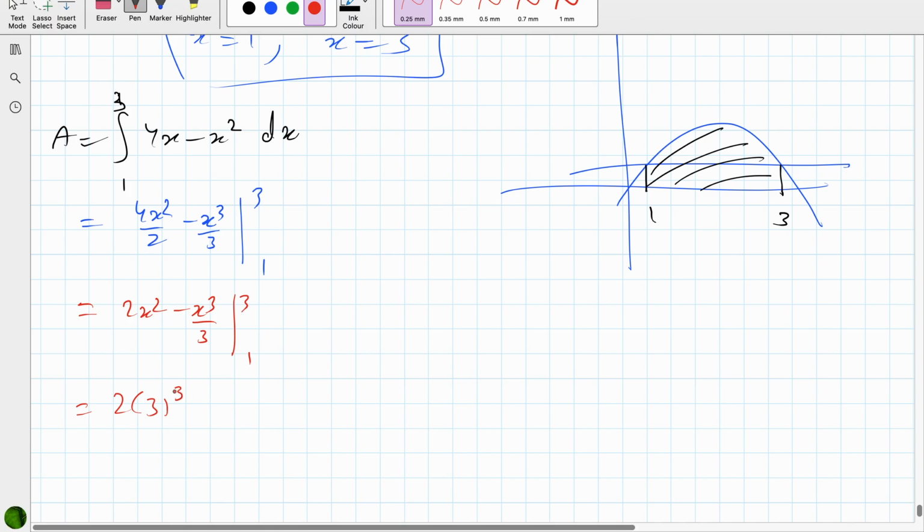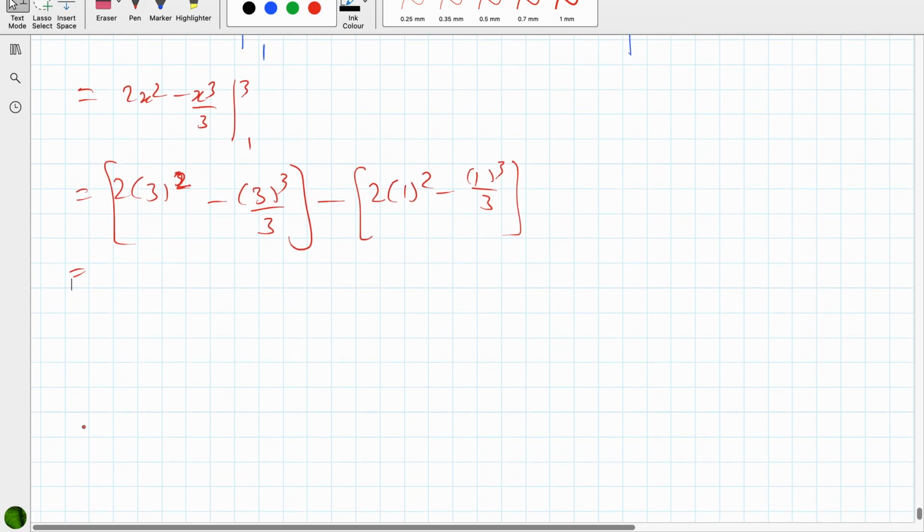2 into 3 squared minus 3 cubed over 3 for the upper limit, minus 2 into 1 squared minus 1 by 3 for the lower limit. And solving for the value, 2 into 3 squared minus 3 cubed by 3 is actually 9. So this is 9 minus, 2 minus 1 by 3 is 5 by 3.